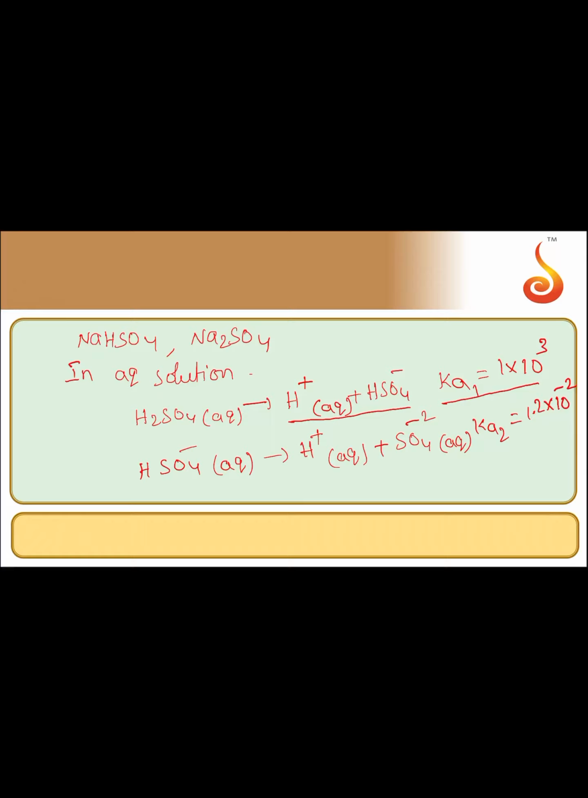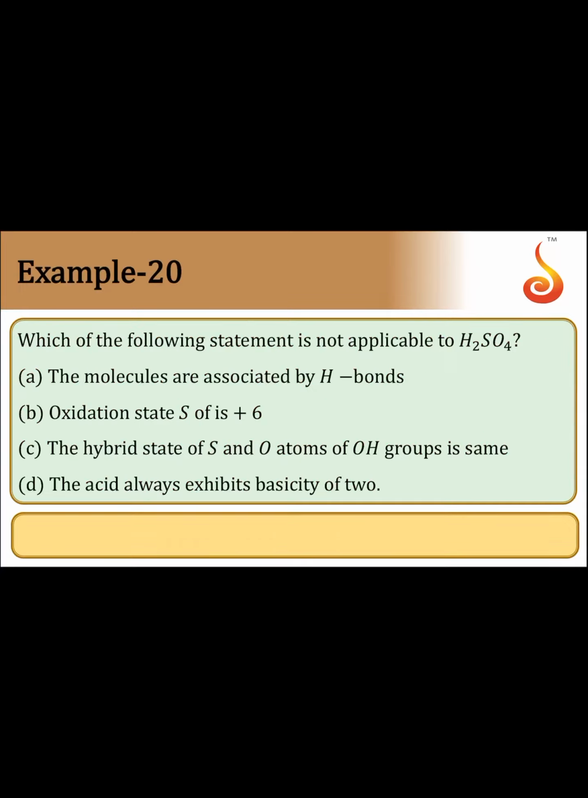types of salts. For example, with NaOH, it can form NaHSO4, sodium bisulfate, and also with NaOH it can form Na2SO4. That means the 4th option is wrong here, because it can exhibit basicity 1 and also basicity 2. And one more important point is it largely dissociates into H plus and HSO4 minus. So for the given question, the statement which is not applicable for H2SO4 is option D.